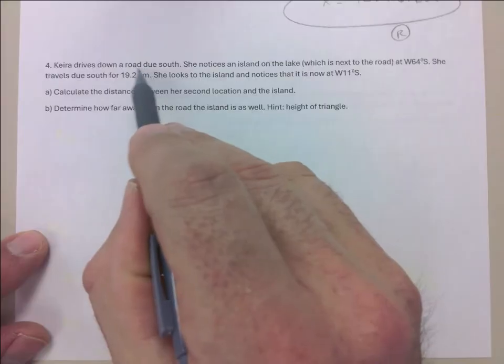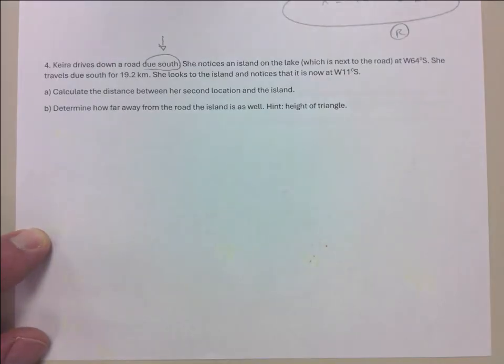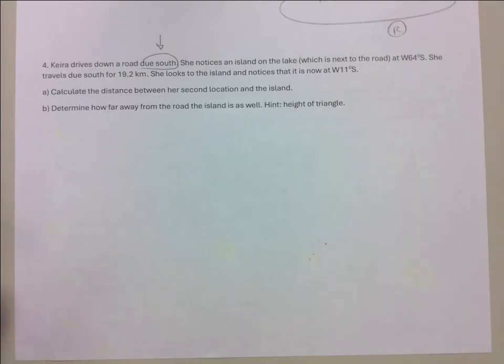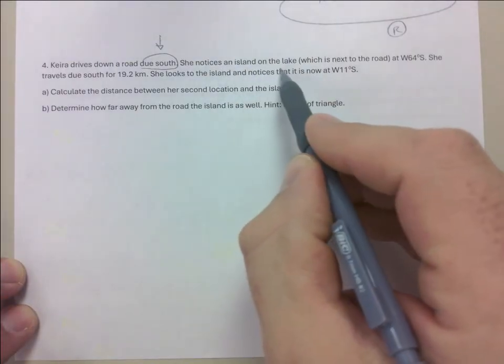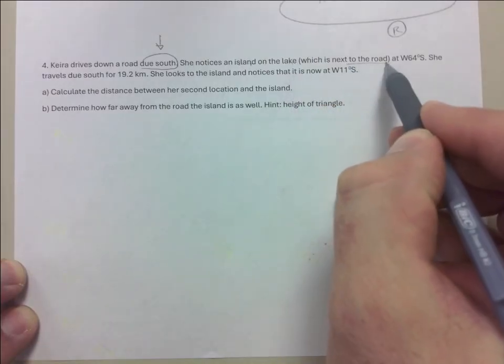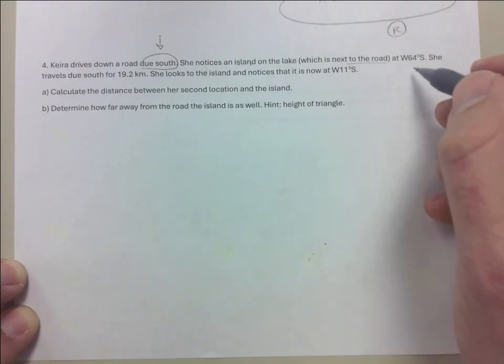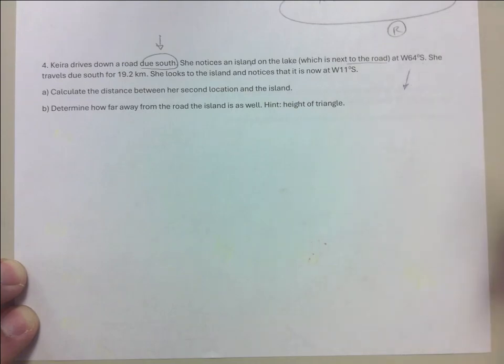Kira drives down a road due south. What does that mean? You're going straight south. Okay, due south, due west, due north. You're going exactly at that coordinate. You're not even deviating a little bit to the right or to the left. You're going straight south. She notices an island on the lake, which is next to the road at west, 64 degrees south. Where is that? West is this way, south, so it's going this way, right?